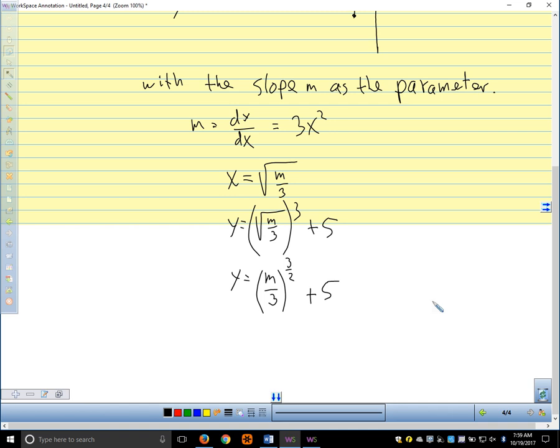I'm not sure why we would parameterize in terms of the slope, but this is kind of a precursor to when we do parameterize in terms of the arc length, which doesn't seem like a particularly intuitive parameterization, but it's a very useful parameterization.